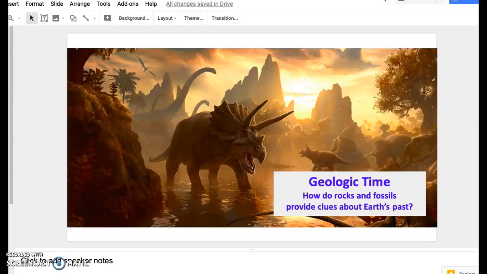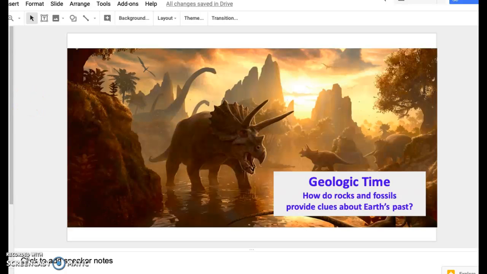Now that you have your big packets in front of you, and hopefully you took a peek at the pacing guide in the front, we're going to be spending the next month or so in this unit trying to answer this big essential question right here. How do rocks and fossils provide clues about Earth's past?